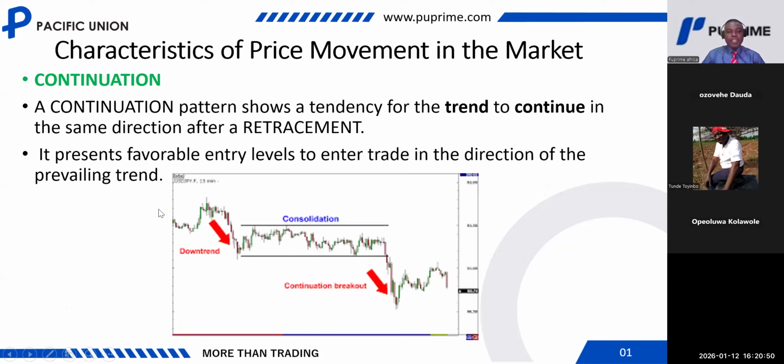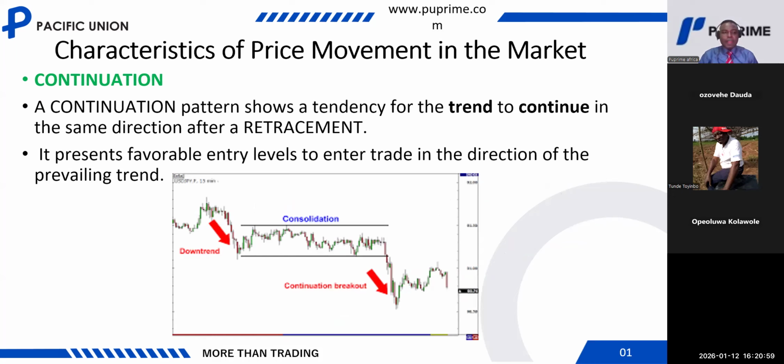So here is continuation. We say that a continuation pattern shows a tendency for the trend to move in the same direction after a retracement. It presents favorable entry levels to enter the trade in the direction of the prevailing trend. So in this example, again, the overall trend is bearish. Price entered into a consolidation as a retracement. Then price broke out and continued selling. So after every retracement, price will continue in its original trend.